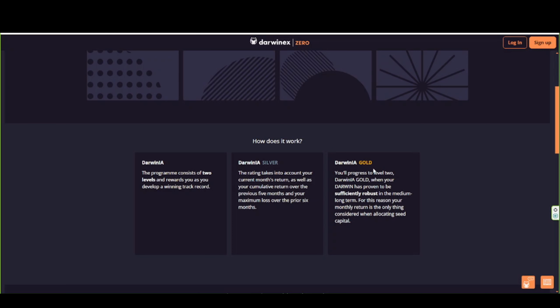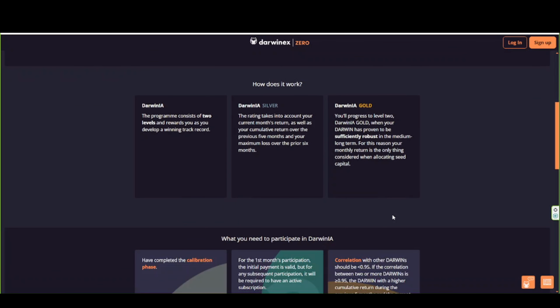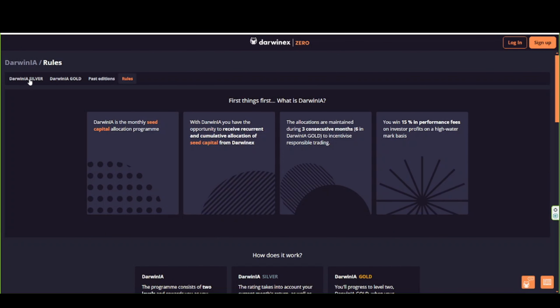Whereas once you get to Gold and you obviously have a bit of a longer track record and sufficient return, then you get moved to Darwin IA Gold, where you'll get allocations depending on what your return for that month is. Let's have a look at Darwin IA Silver.